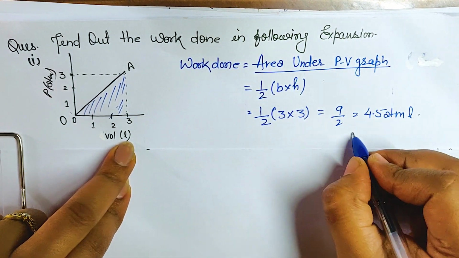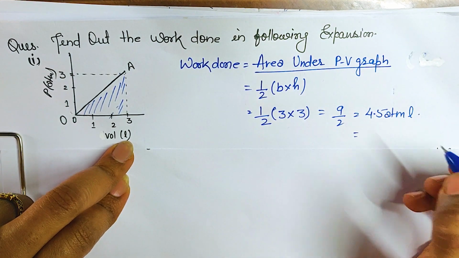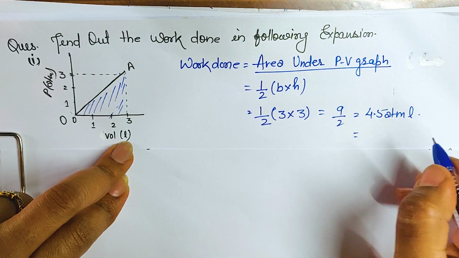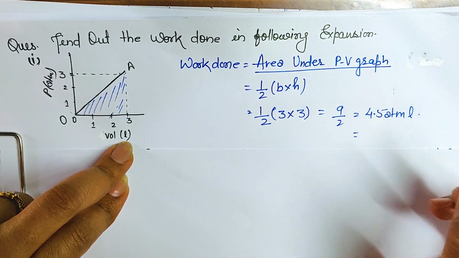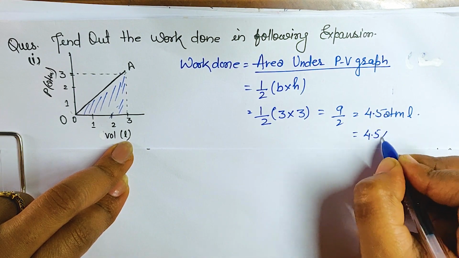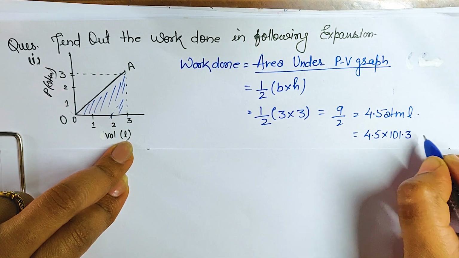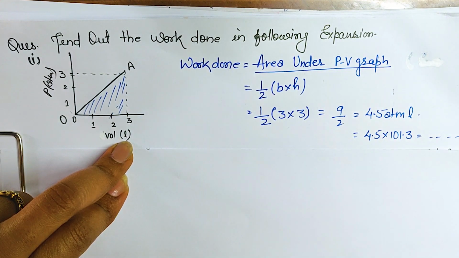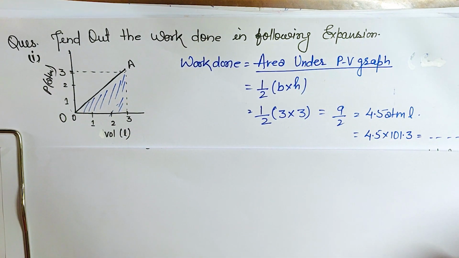And if we want to convert it into joule, as I said, we have to multiply by 101.3, because 1 ATM liter is equal to 101.3 joule. So just multiply 4.5 into 101.3, and this will give you the value in joule. The work done will be in joule. Any problem in this? Okay.